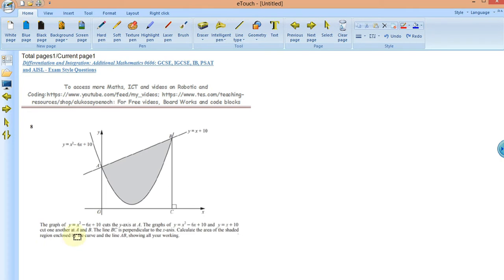The graph of y equals x squared minus 6x plus 10 cuts the y-axis at A. The graph of y equals x squared minus 6x plus 10 and y equals x plus 10 cut one another at A and B. The line BC is perpendicular to the x-axis. Calculate the area of the shaded region enclosed by the curve and the line AB. Showing all your workings, guys.